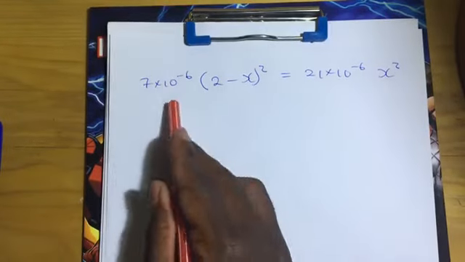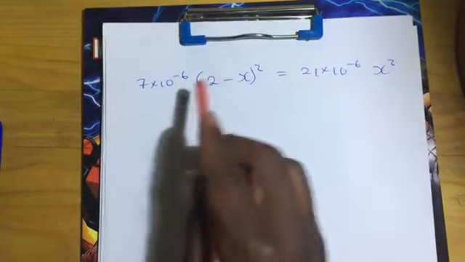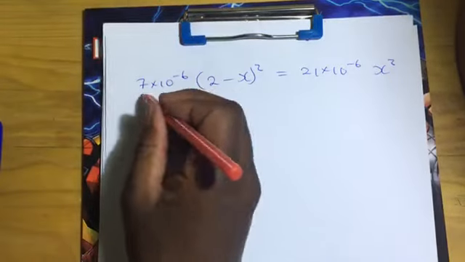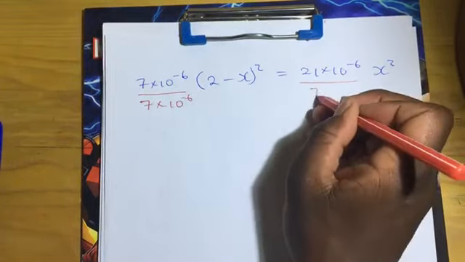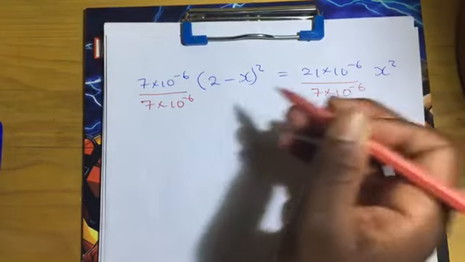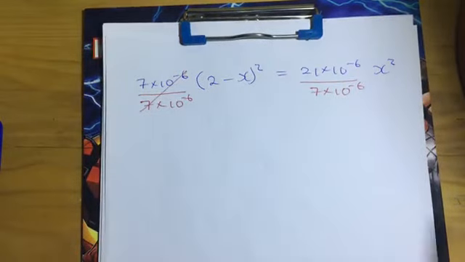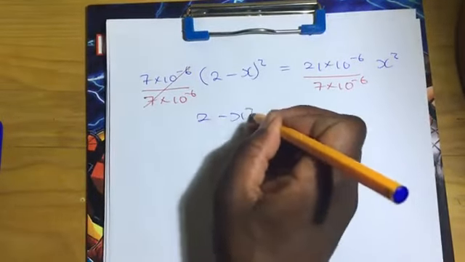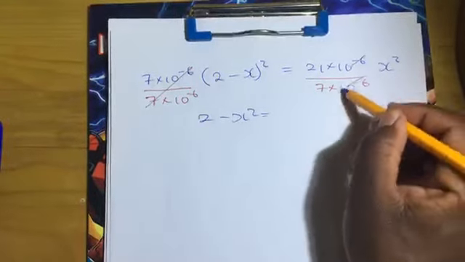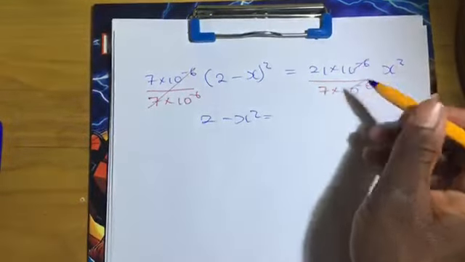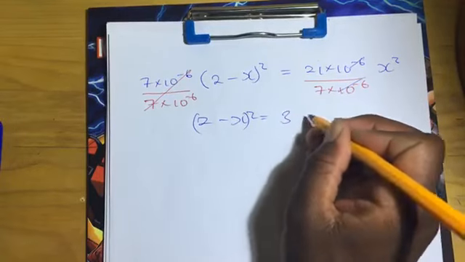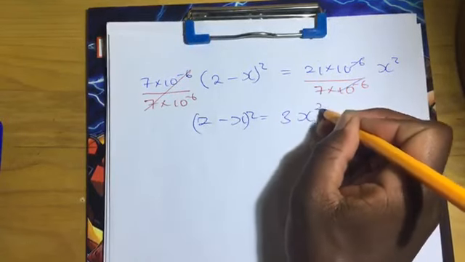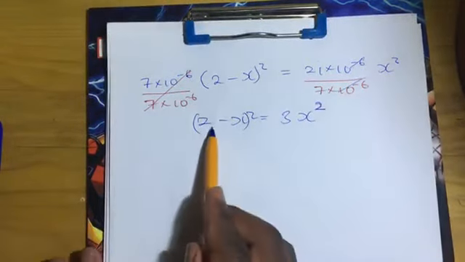Now, if you look at this and that, there's a number that can go into these two. I can divide this side by 7 times 10 to the power negative 6. I can divide this side by 7 times 10 to the power negative 6. This cancels out. I'm left with 2 minus x squared is equal to, these cancel out, 7 into 21 will give us 3. This is going to be 3x squared.